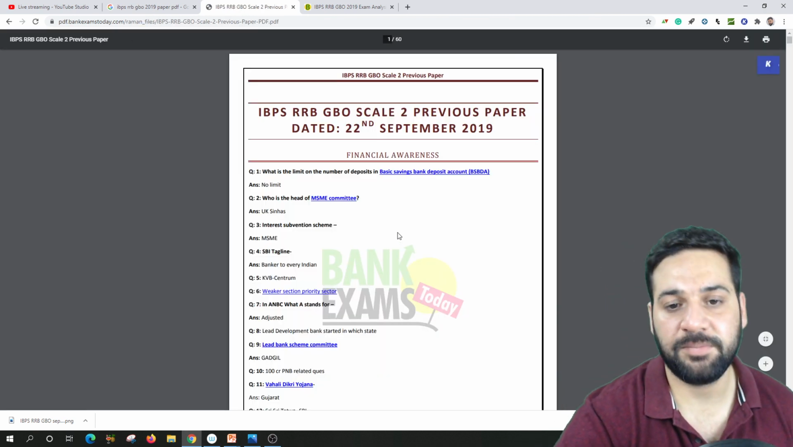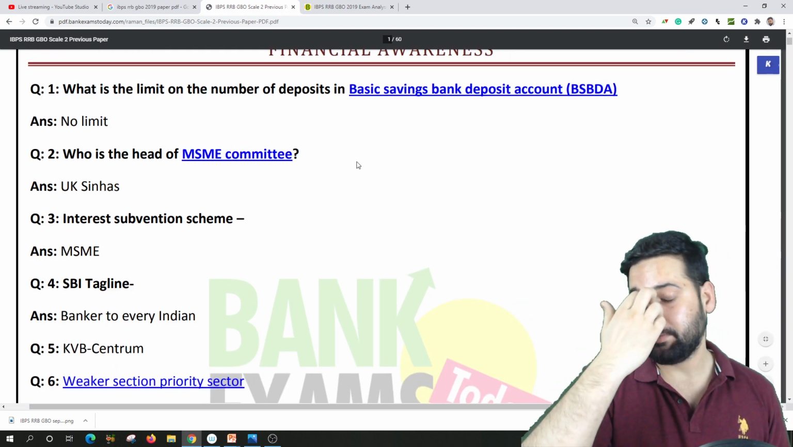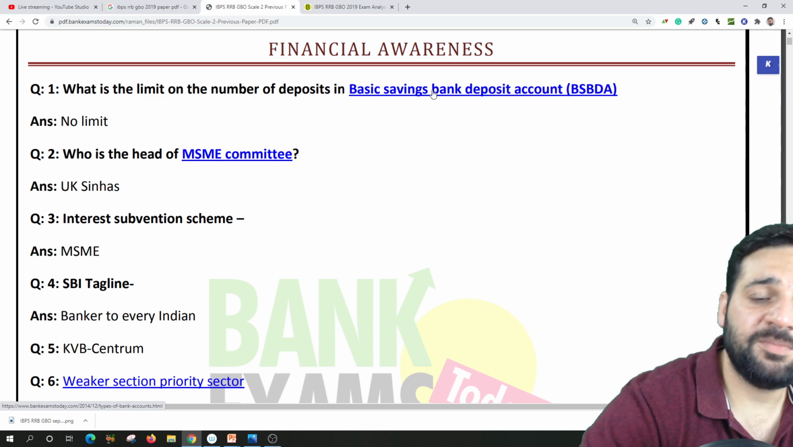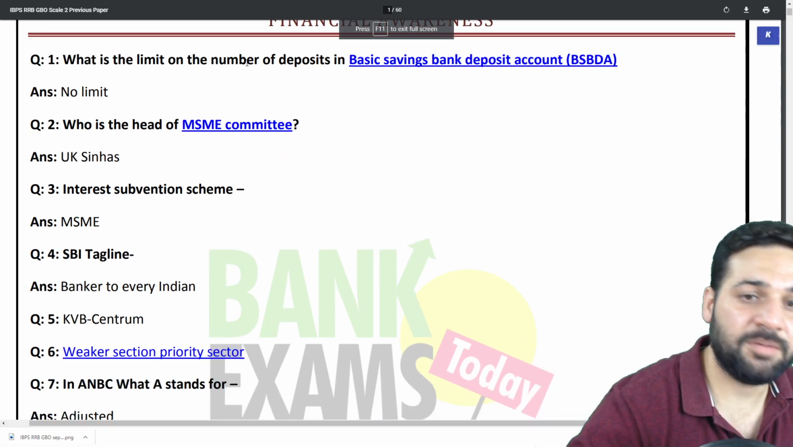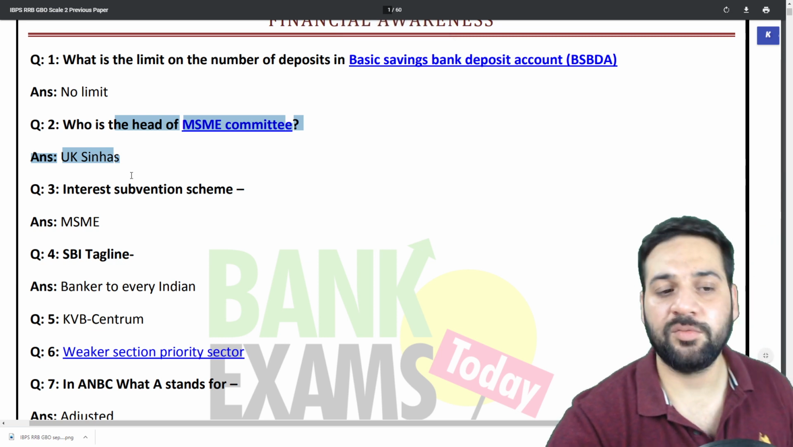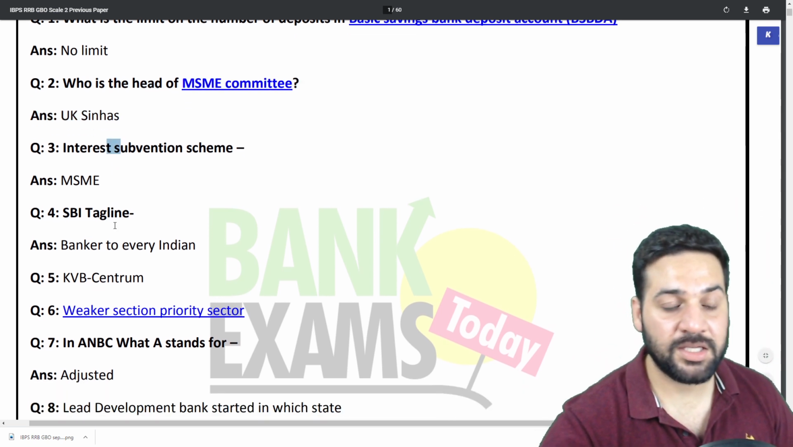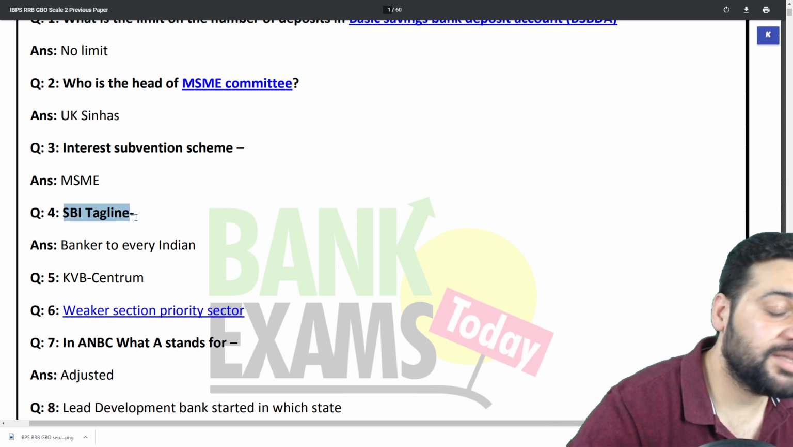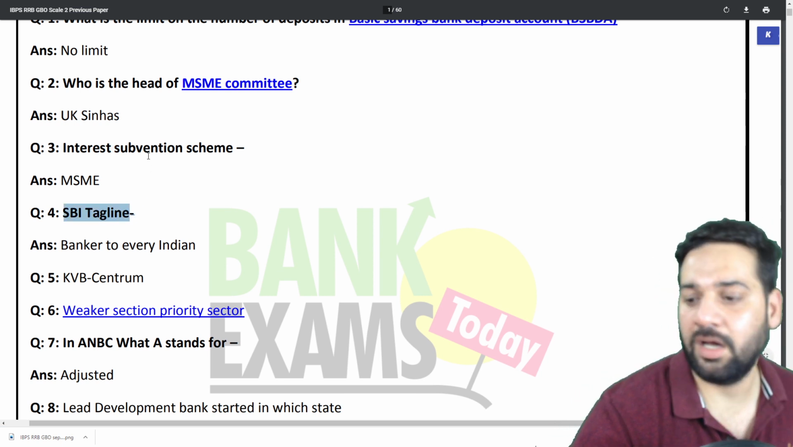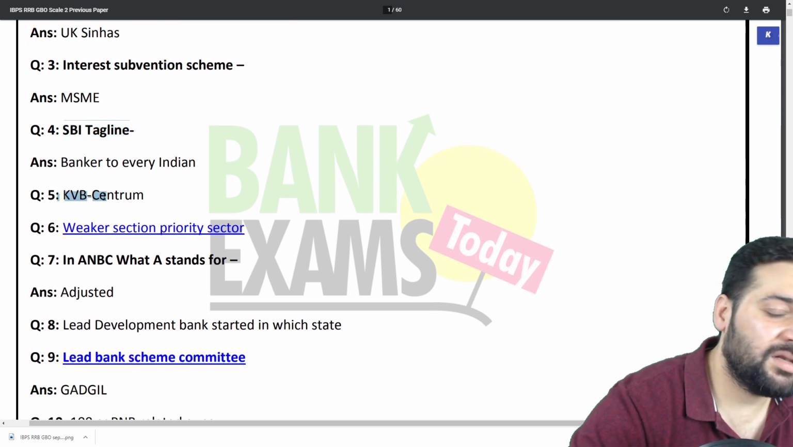So this is the previous paper. These are the questions asked in the exam. It is memory based, not in full formatting. BSBD, this is directly from RBI circular. BSBDA. MSME committee, UK Sinha's committee, those are also RBI circulars. MSME again, interest subvention scheme is also RBI's. SBI tagline was asked. This is from the latest financial awareness. KVM Centrum again RBI circular.